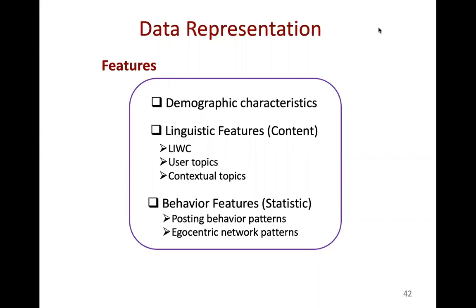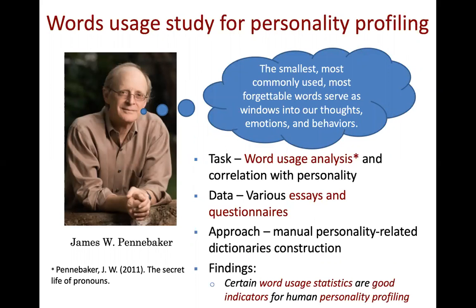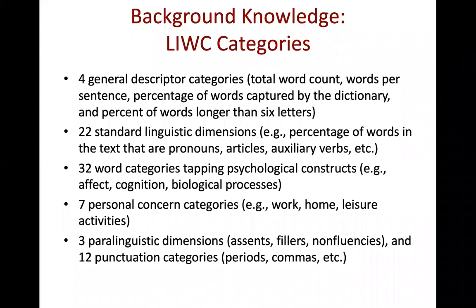But also some behavioral features, behavioral patterns, and egocentric network patterns can be used. LIWC you were familiar with. I think you remember this website, and these features can be used to distinguish different personality traits, or you can build a distribution among these LIWC features, and therefore use it as an efficient data representation.